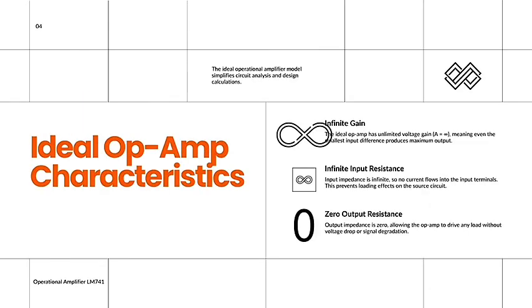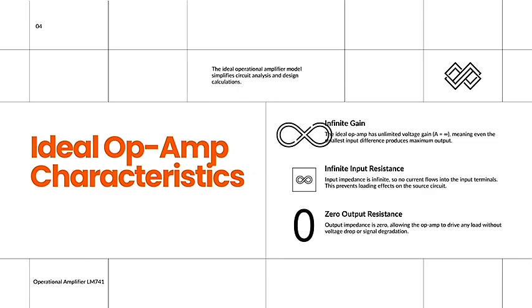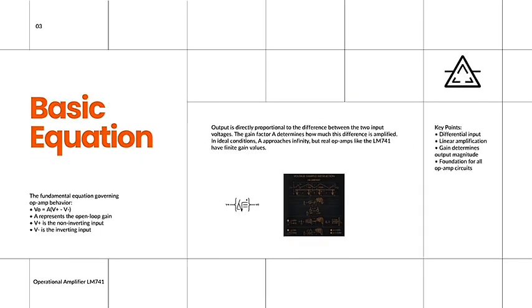Operational amplifiers are extremely useful because they can perform mathematical operations such as addition, subtraction, integration, and differentiation. Because of this versatility, they are widely used in many applications, including signal processing, control systems, active filters, and audio electronics. To better understand how real operational amplifiers behave, we first need to consider the concept of an ideal op-amp.